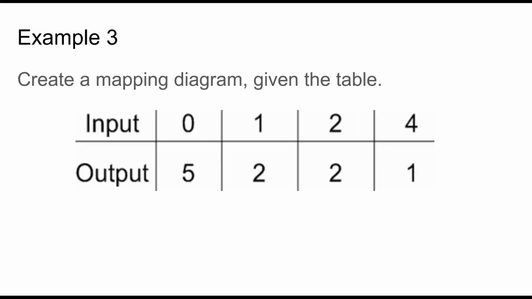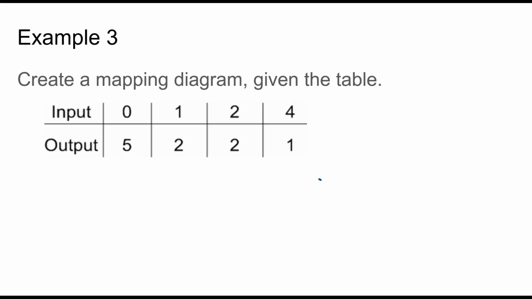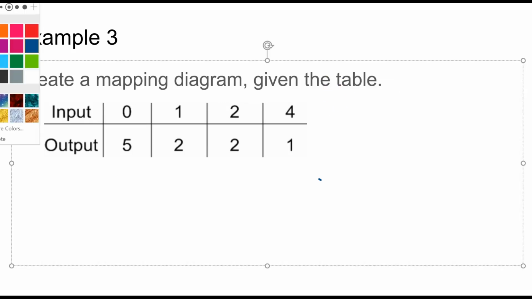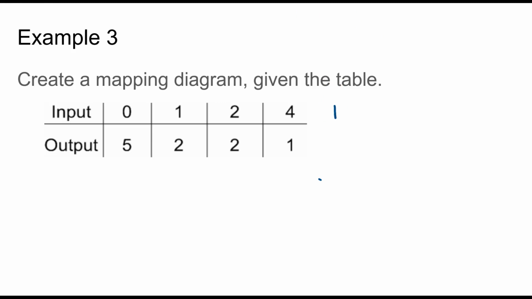Create a mapping diagram given the table. Now these may seem pretty straightforward, but it's really helpful to take a look at how I map them out. This will help us when we try to figure out functions later. Okay, great. So I'm going to write input and output. We could also say x and y. Now don't just go listing them. We want to actually map the input to the output. And we don't want any repeats either.